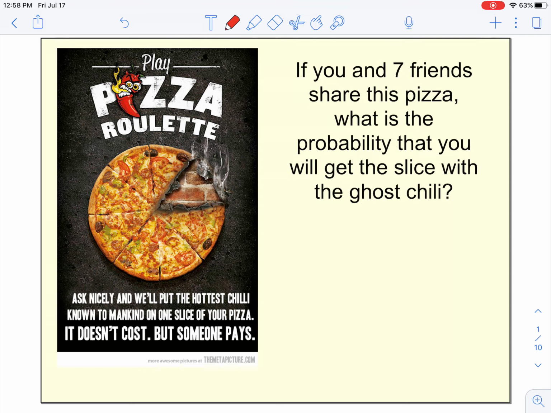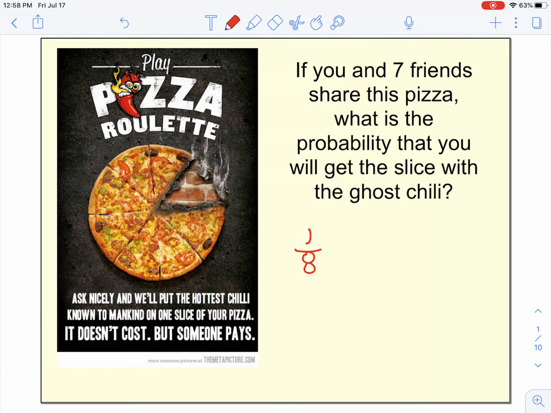Section 11.7, geometric probability. Here's a little fun way to introduce this, maybe connected to some things you know. At this pizza place, you can play pizza roulette, and if you ask nicely, they'll put the hottest chili known to mankind on one slice of the pizza. So if you and 7 friends share this pizza, what is the probability that you will get the slice with the ghost chili?